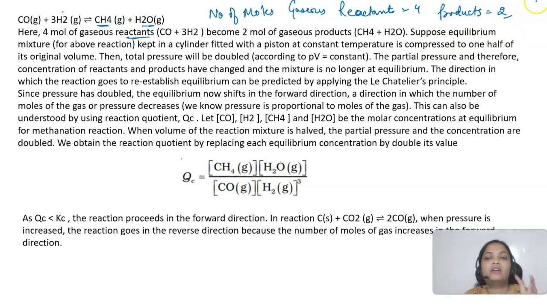Now, this equilibrium mixture is kept in a cylinder fitted with a piston at constant temperature. If I compress it to 1/2 of the volume, obviously the pressure would be doubled. What will happen if the pressure is doubled? How will the equilibrium change? If the pressure is doubled, the concentrations of reactants and products have changed and the mixture is not at equilibrium. So how will it shift?